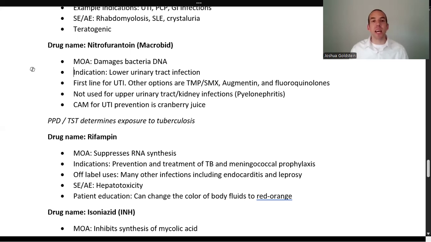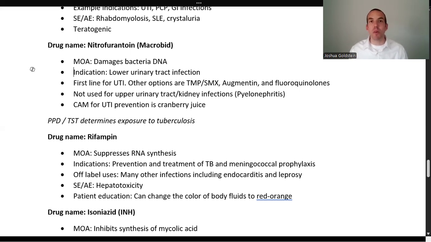Last two drugs I'm going to talk about are rifampin and INH, and these are TB medications. Tuberculosis, for those of you that don't know, is the number one most prevalent bacterial infection in the world. Not very common in the United States, but it is very common in other parts of the world. Rifampin and INH are the two core medications that we use to treat active TB. Plus, we also use these two medications to prevent TB in patients who are actively exposed to it.